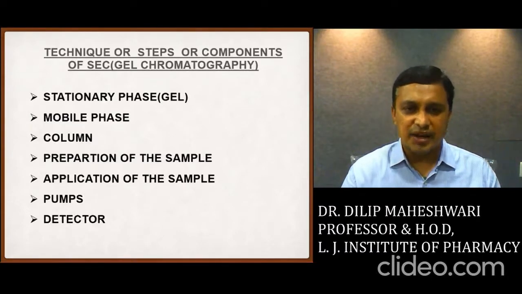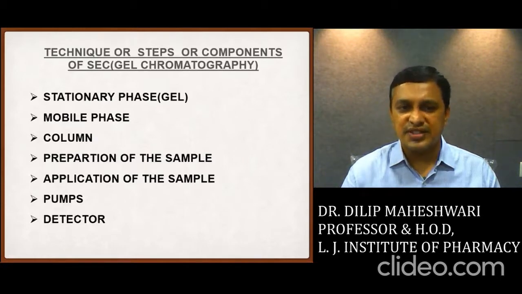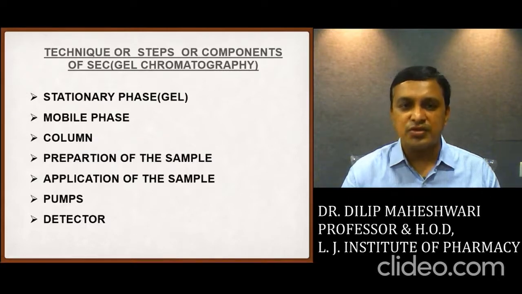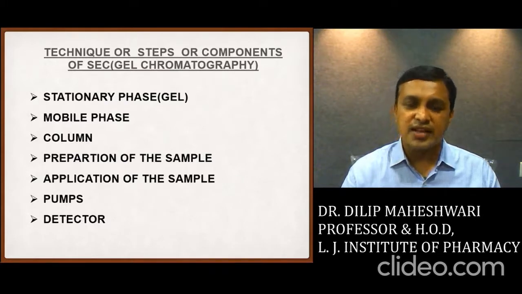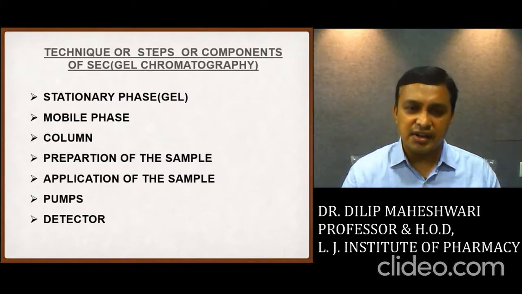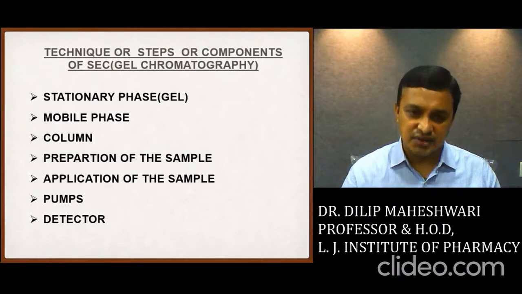The third part is the columns. Here different types of columns with different sizes are available. On the basis of the sample volume you have to select the column. The columns are generally made of glass or stainless steel, but glass columns are most preferable because they are inert in nature and do not interact with your mobile phase, your compound, or the stationary phase.